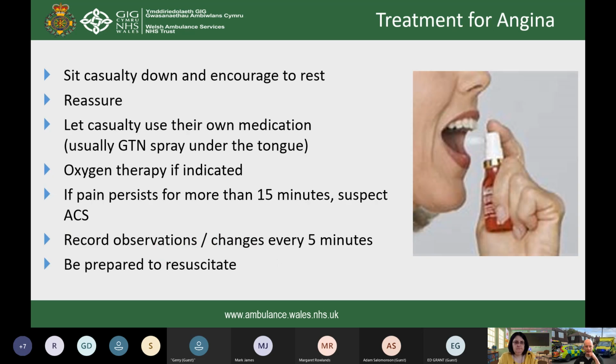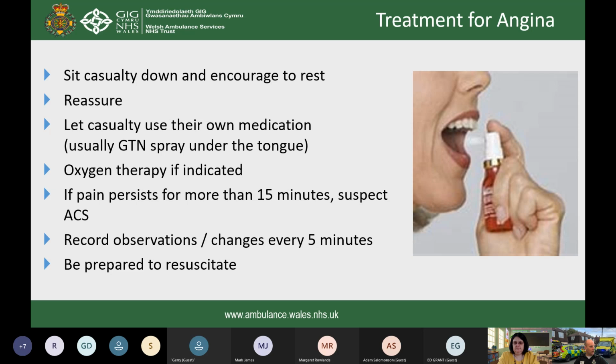So your treatment is: you're going to sit them down, encourage them to rest, and reassure them. It's what you guys are really good at. Let them use their own medication, GTN or nitrates. Anyone know what GTN does? Yeah, good. It widens the arteries. It's a vasodilator and it expands those blood vessels.